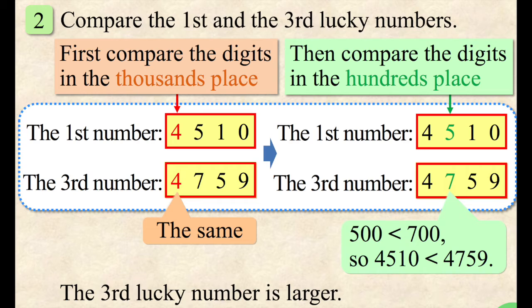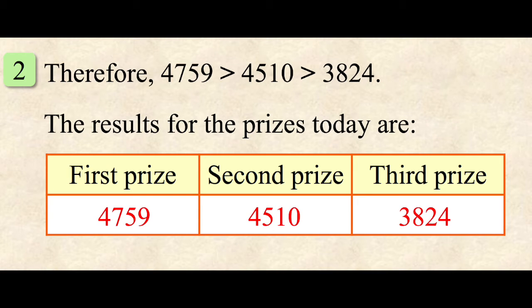4,759 is larger than 4,510. Since the third lucky number is larger than the first lucky number, and the first lucky number is larger than the second lucky number, the first prize goes to the third number, 4,759. The second prize goes to 4,510, and the third prize goes to the smallest number, 3,824. Please also write it down on your textbook now.